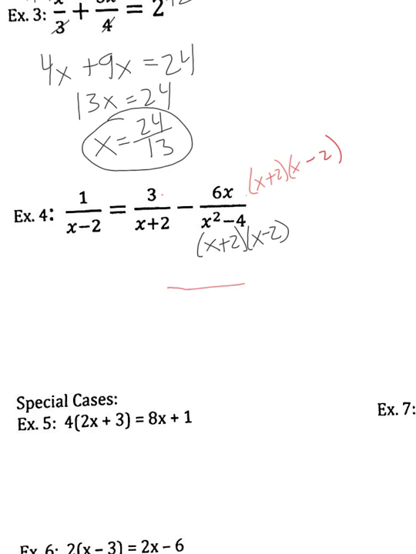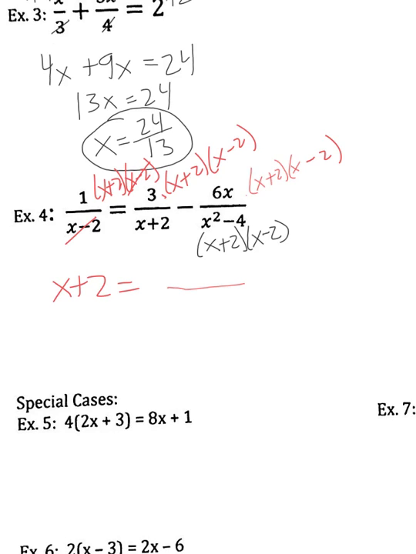So over here, x plus 2, x minus 2. And the last one, x plus 2, x minus 2. So we're going to multiply all three fractions by x plus 2, x minus 2. Now, before we actually multiply, we're going to cancel out the denominators. So in that first fraction, the x minus 2's go away, and you get x plus 2 when you multiply.